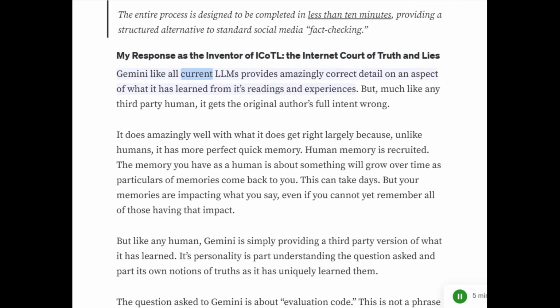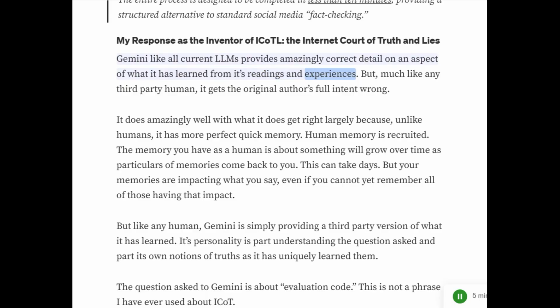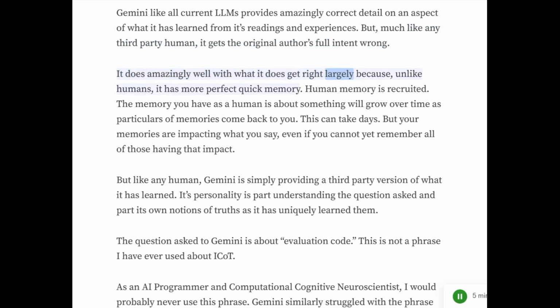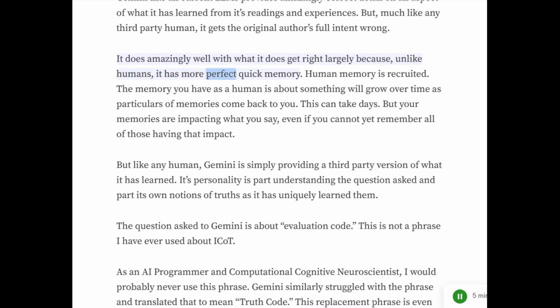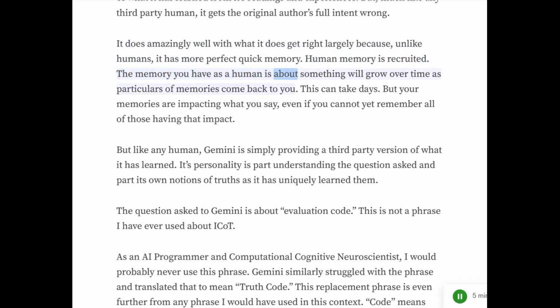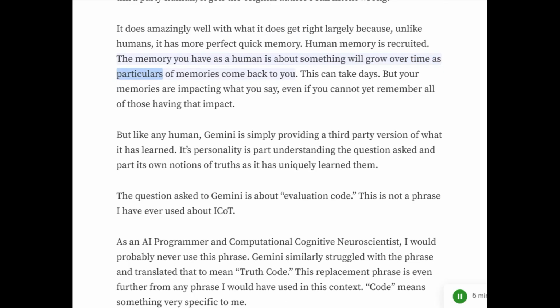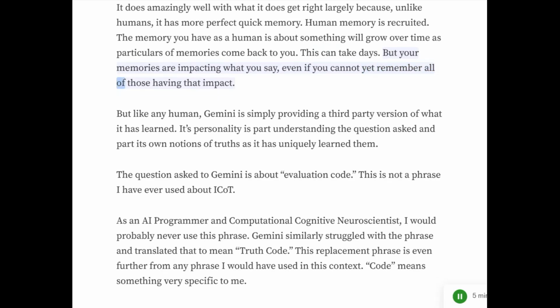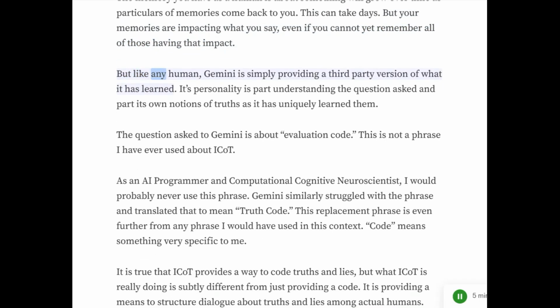Gemini, like all current LLMs, provides amazingly correct detail on an aspect of what it has learned from its readings and experiences. But, much like any third-party human, it gets the original author's full intent wrong. It does amazingly well with what it does get right, largely because, unlike humans, it has more perfect quick memory. Human memory is recruited. The memory you have as a human about something will grow over time, as particulars of memories come back to you. This can take days, but your memories are impacting what you say, even if you cannot yet remember all of those having that impact. But like any human, Gemini is simply providing a third-party version of what it has learned.